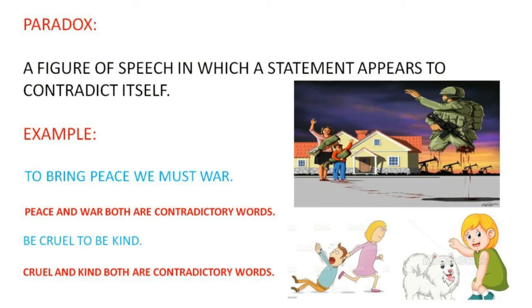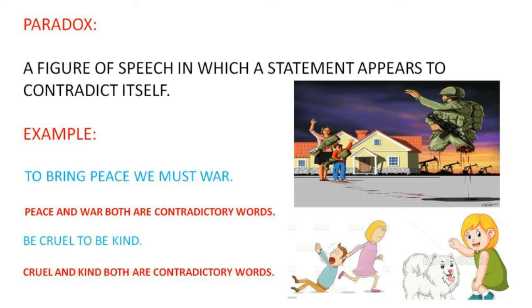Paradox is another figure of speech used in this poem. This is a figure of speech in which a statement appears to contradict itself. For example, to bring peace we must war. So peace and war both are contradictory words, that is opposite words. Next example is be cruel to be kind. Cruel and kind both are opposite words to each other.